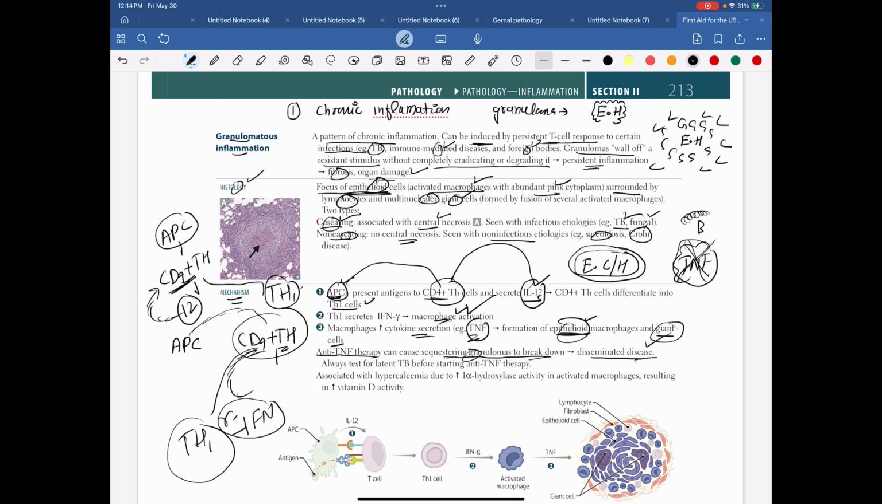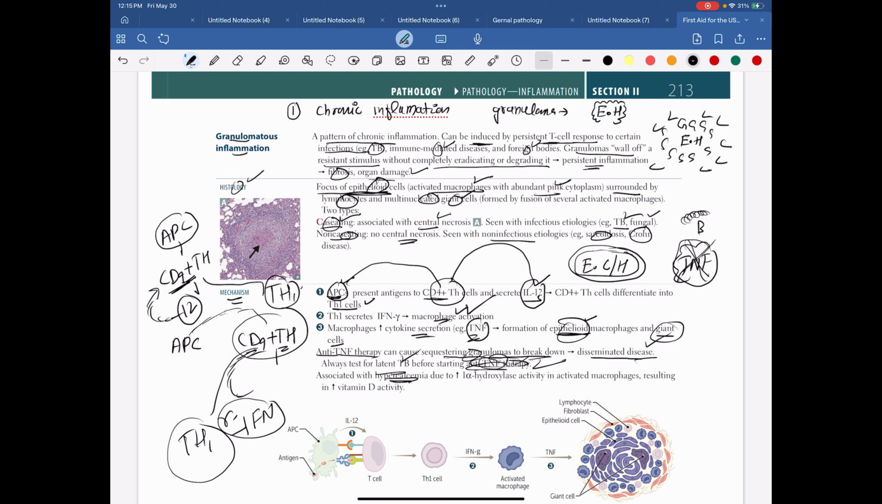So that's why they always mention one thing: whenever you are going to start an anti-tumor necrotic factor drug, you have to first check the patient for latent TB, because in latent TB, the granuloma is, you can say, preventing the bacteria from spreading. So if you give the anti-tumor necrotic factor drug, the latent TB will convert into active TB, you can say.